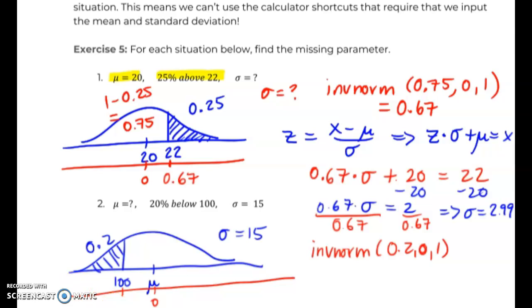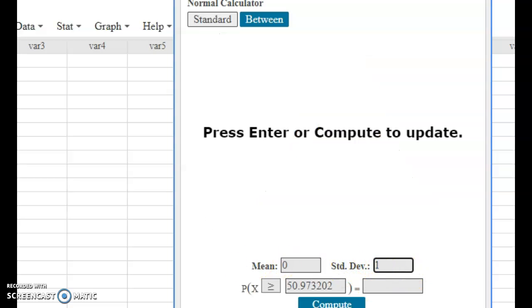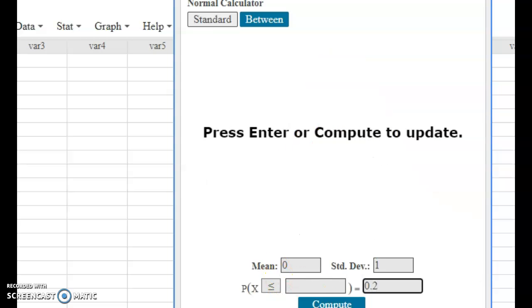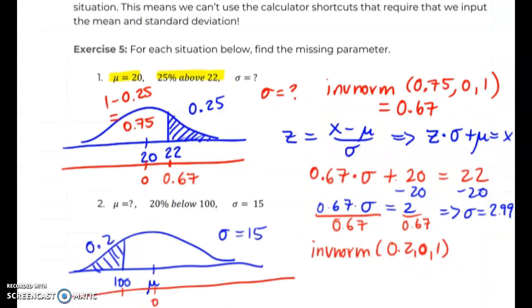I can show you this example on StatCrunch just to mix it up a little bit. We're going to go to the standard curve. We are looking at a standard normal distribution with a mean of 0 and a standard deviation of 1. We're looking at the bottom 20%, and we hit compute. This gives us a z-score of negative 0.84, and we can label this on both sides.